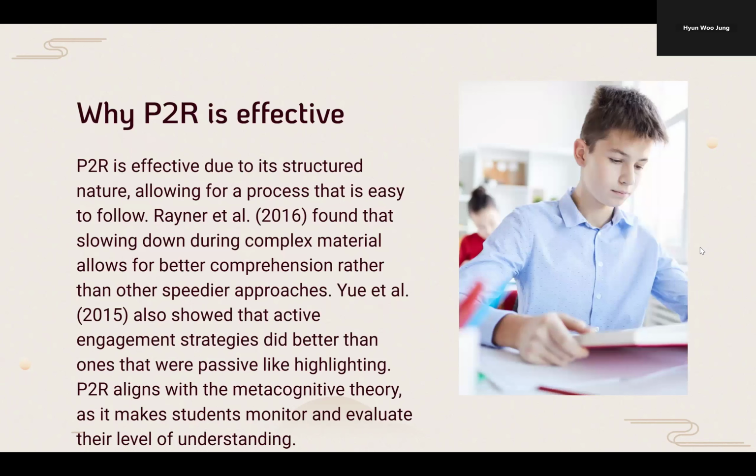So why is P2R effective? P2R is a very structured, linear process that is really easy to follow. Rayner et al. from 2016 found that slowing down during complex material allows for better comprehension than speedier approaches. For example, P2R and SQ3R are much better than something like highlighting. Yu et al. talk about how active engagement strategies did a lot better than passive ones, such as highlighting. This aligns with metacognitive theory, as it makes students monitor and evaluate their level of understanding.